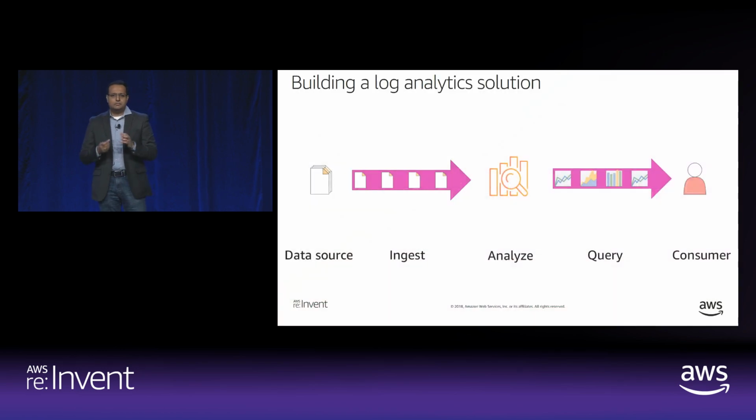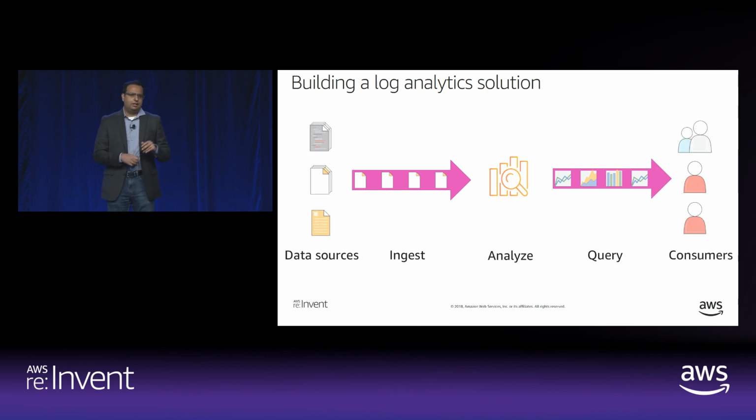So let's start with the log analytics solution at its simplest level, and then we'll build on top of it. At its simplest level, you have a data source. You ingest data to your Amazon Elasticsearch service domain, and then you can either visualize data using Kibana, or you can query it programmatically if you want to a consumer, right? That's at the simplest level. But reality is way different from here. In reality, you have many data sources. You've got a number of different consumers who want to interact with that data and get the data in real time. And now how do you build a log analytics solution to cater to all these needs?